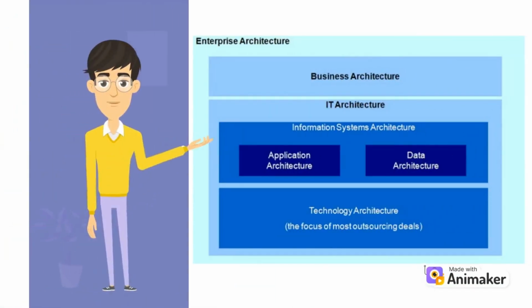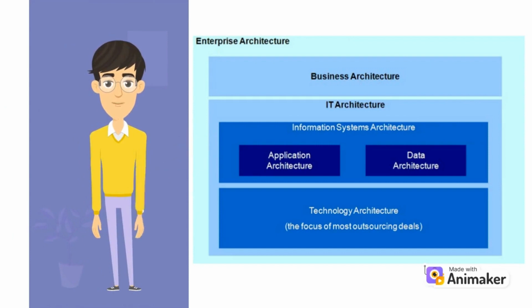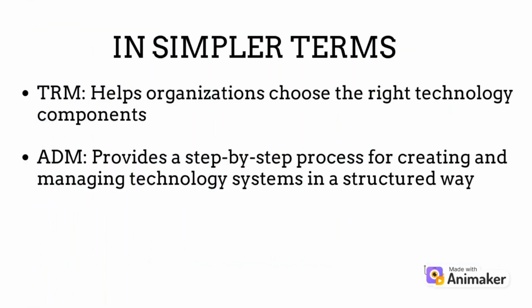ARM, known as Architecture Development Method, is used to create an enterprise architecture. It is used to manage the architecture of a business using an iterative process that helps to design and implement. Some of the phases of ARM include business architecture, information systems architecture, technology architecture and migration planning. TRM and ARM together enable organizations to integrate technology and business effectively, and the technology systems in a structured way.